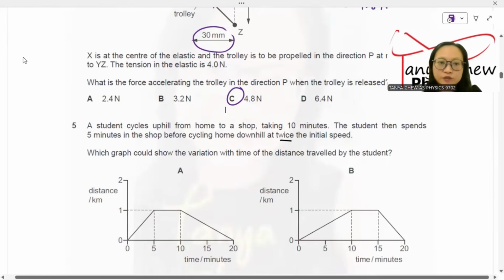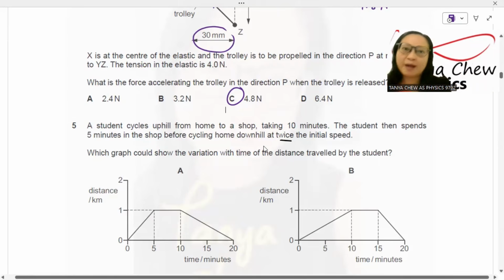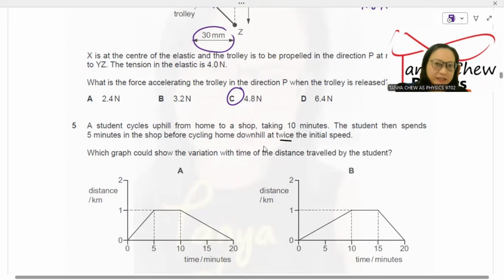Now, number 5. A student cycles uphill from home to a shop, taking 10 minutes. The student then spends 5 minutes in the shop before cycling home downhill at twice the initial speed. Which graph could show the variation with time of the distance traveled by the student? Now, you bear in mind, distance is a scalar quantity.